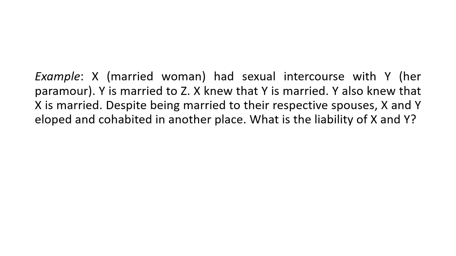Example: X, a married woman, had sexual intercourse with Y, her paramour, but Y is married to Z. X knew that Y is married. Y also knew that X is married. Now, despite being married to their respective spouses, X and Y decided to elope and cohabit in another place. Question: what is the liability of X and Y?